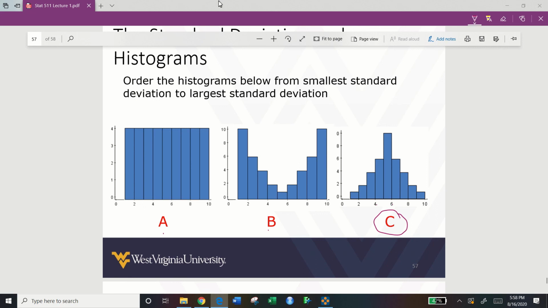Well, if we're looking at it in a sense of variability, we can see that graph A has a pretty consistent variability in that from 1 to 10, they have pretty equal chance of occurring, whereas histogram B is bimodal, and so we have data clustered around 1 to 2 and 9 to 10. We have a centralized location where our data is clustered around.